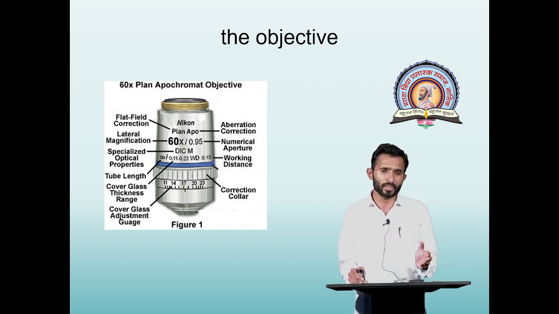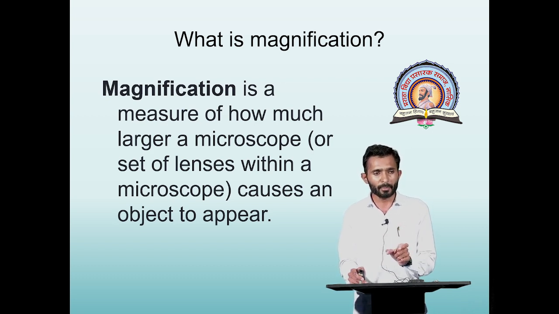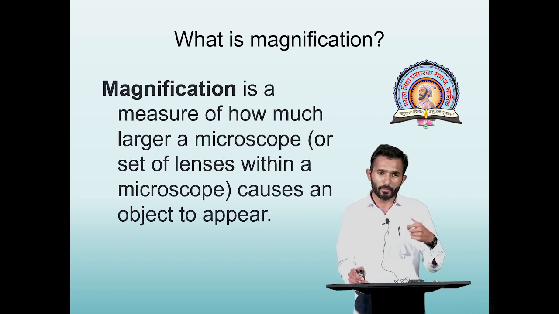There are different lenses facing the particular organism or object, and through the numerical aperture, the path is given up to our eyes. So this is the objective. Then this objective and the eyepiece give the magnified image. Magnification is how much larger the microscope makes the object appear. So there are different sets of lenses in a microscope, and viewing the object larger is magnification.